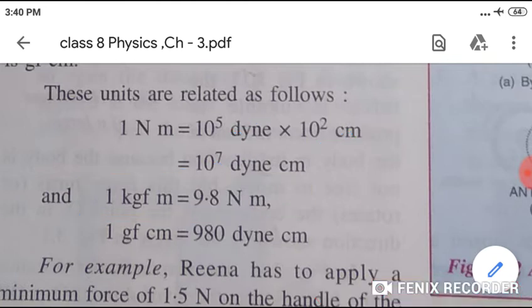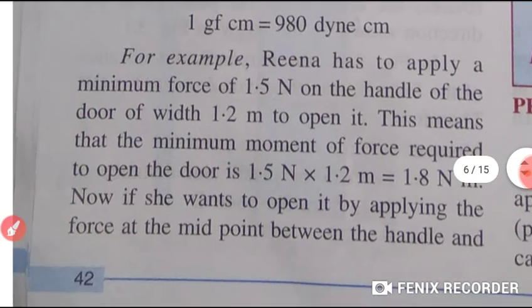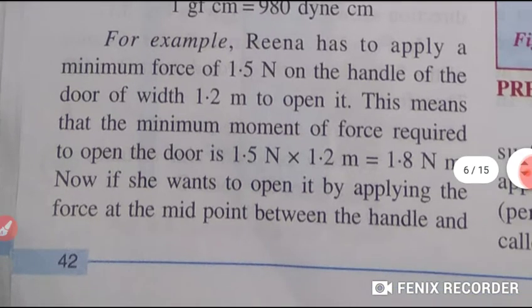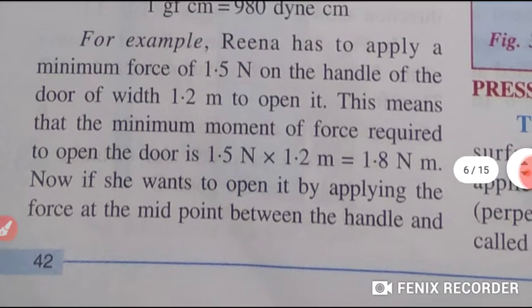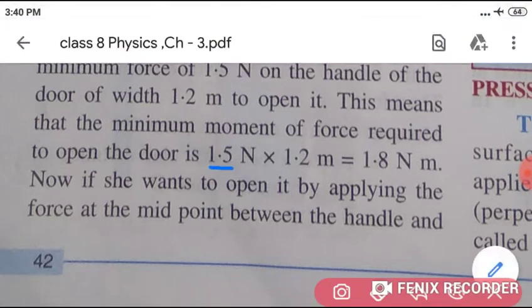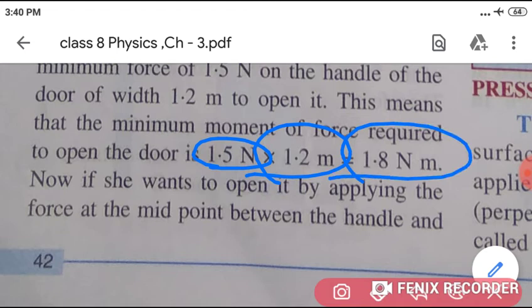For example, students, Reena has to apply a minimum force of 1.5 Newton on the handle of the door of width how much? 1.2 meter to open it. That means the minimum moment of force required to open the door is what? 1.5 Newton multiplied by 1.2 meter. That means 1.8 Newton meter.